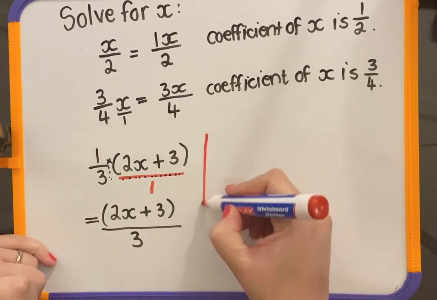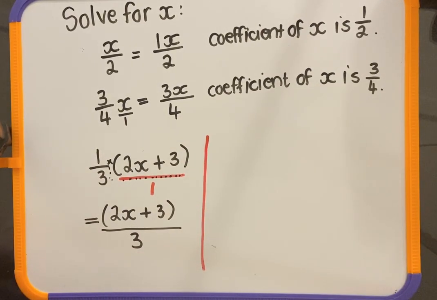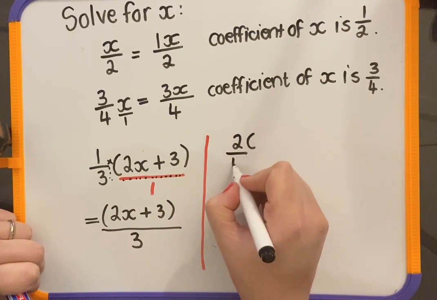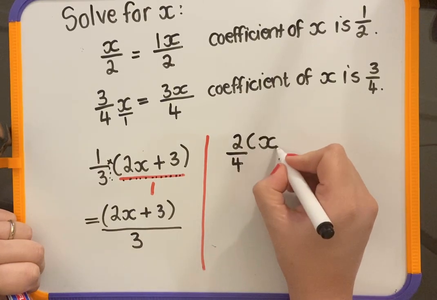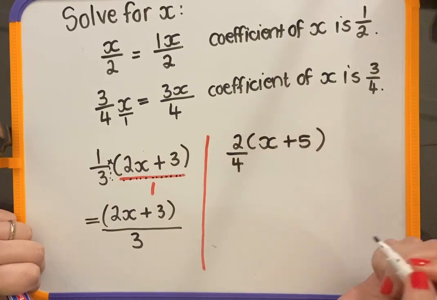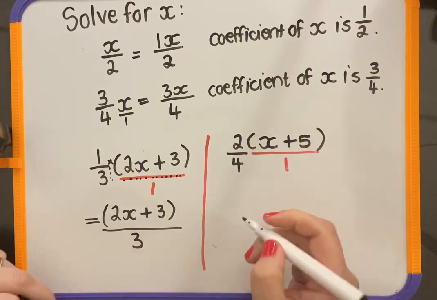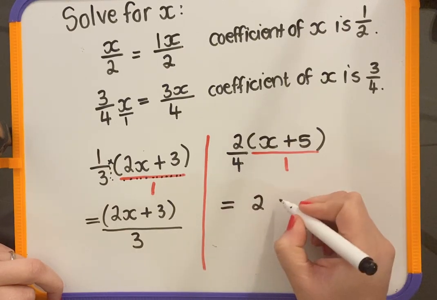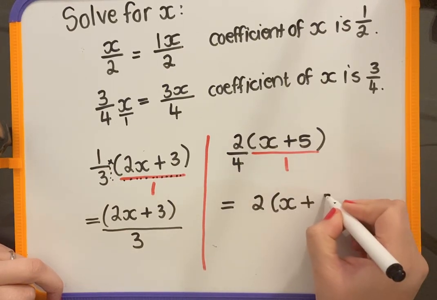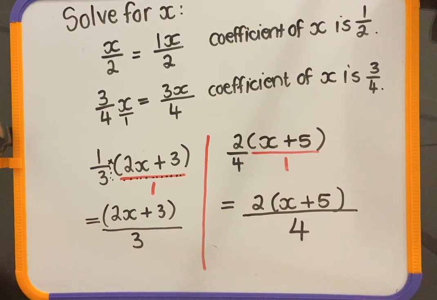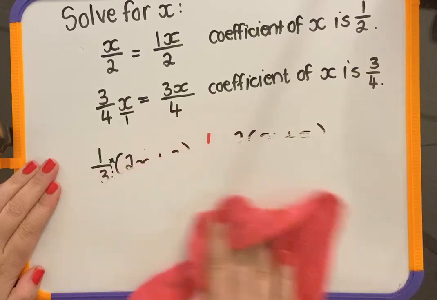Or if I look at this example, if I have 2 over 4 times x plus 5. What does it mean? The x plus 5 is over 1. So in actual fact, it's 2 times x plus 5, all divided by that 4. And then you would simplify. Now, why am I going through these types of questions? Let's look at the following type of equation.